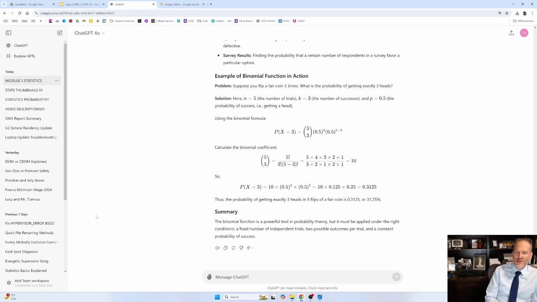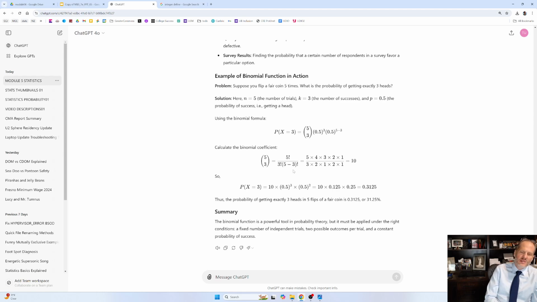And using the binomial formula, you're going to have 5 over 3, and then 0.5 cubed, and cubed is the number of successes, 5 is the number of trials, and you're going to have 0.5 to the power of 5 minus 3. And so calculate the binomial coefficient. Here we've got 5 over 3, and this notation means the binomial coefficient. And that's 5 factorial over this over that.